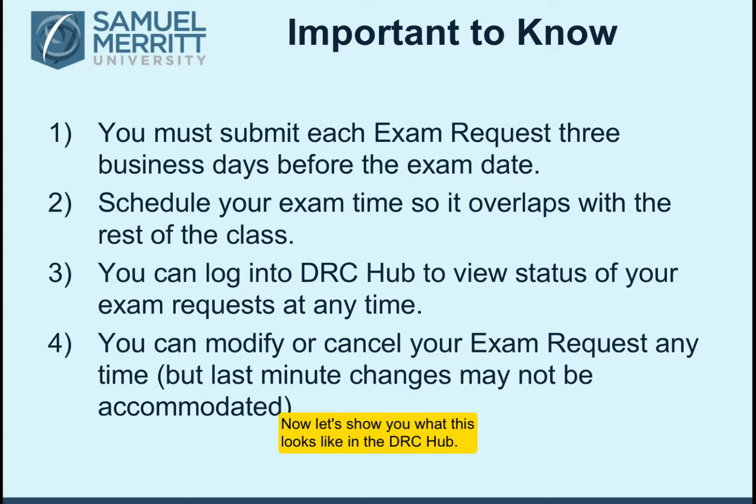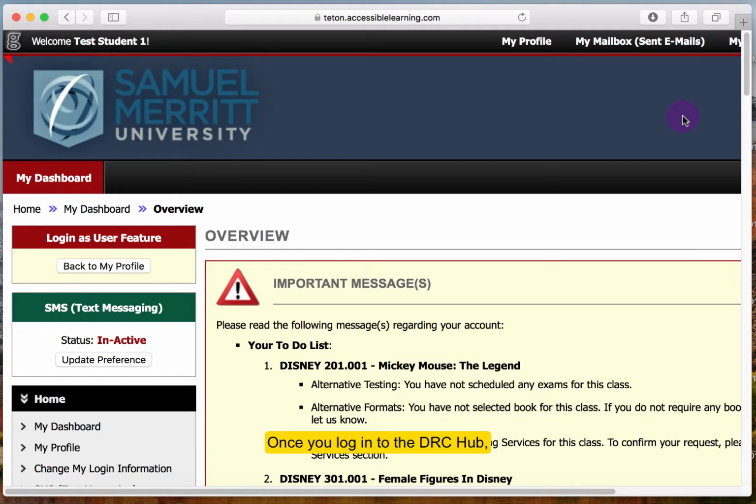Now let's show you what this looks like in the DRC Hub. Once you log into the DRC Hub, there's going to be important messages. Important messages are going to remind you to schedule exams if you have not done so for each class where you've made an accommodation request.